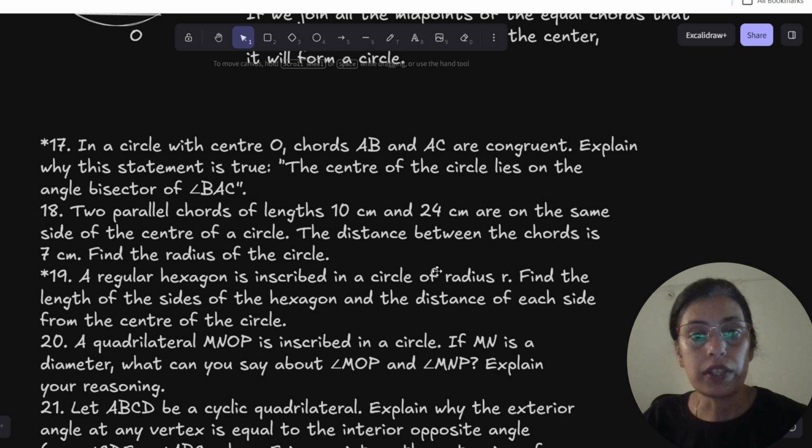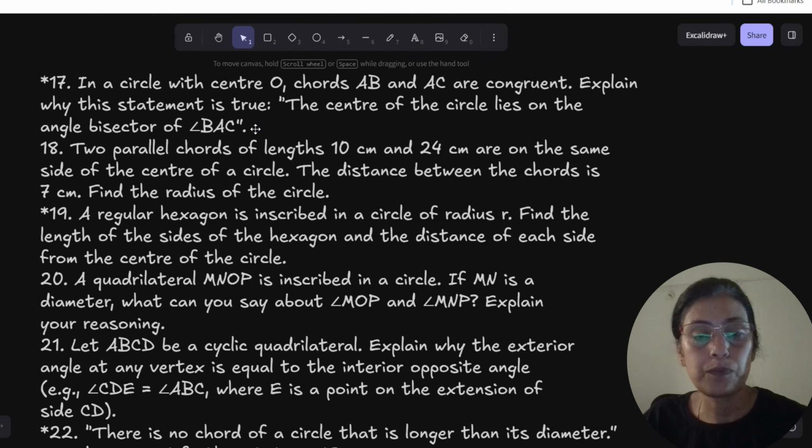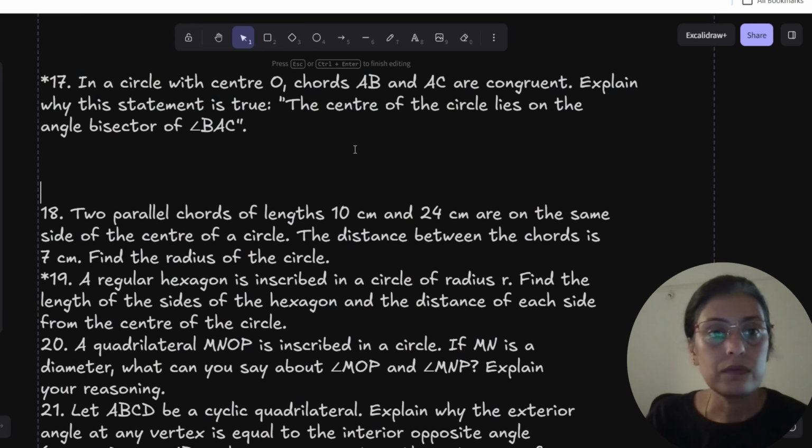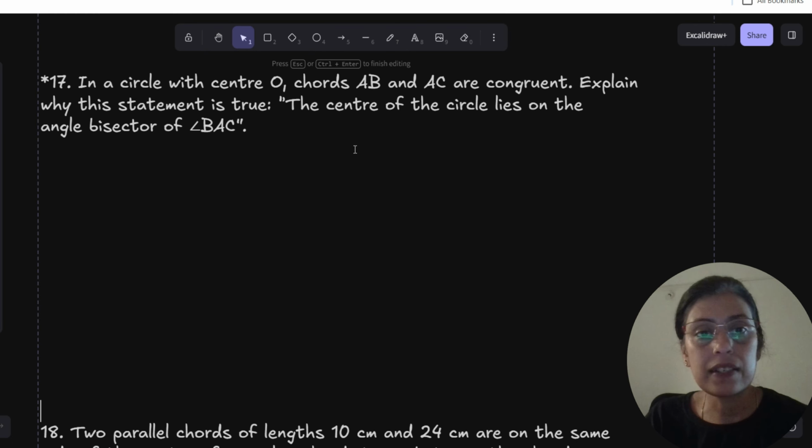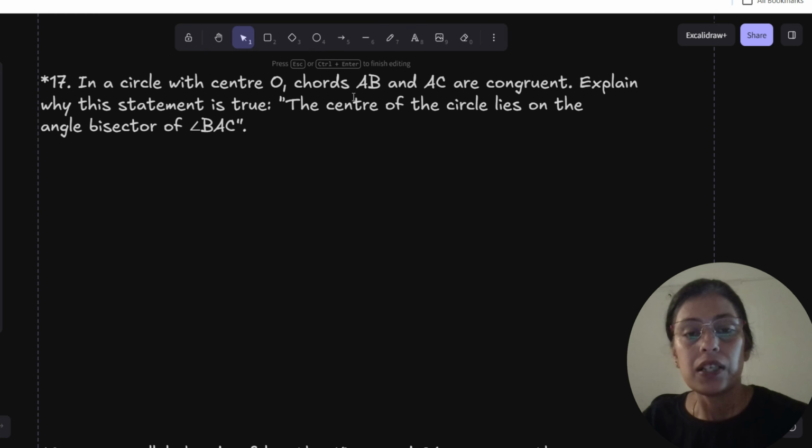Okay, let's see what the next question is. The next question is, in a circle with center O, chords AB and AC are congruent. Explain why this statement is true: the center of the circle lies on the angle bisector of angle BAC.